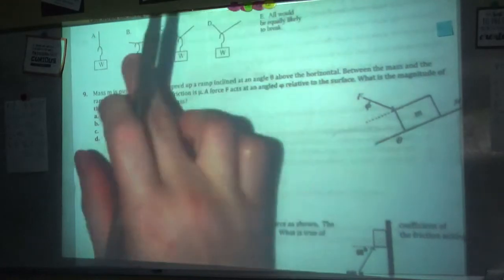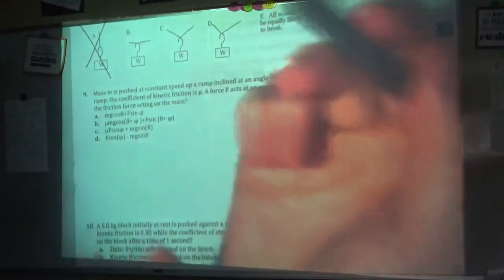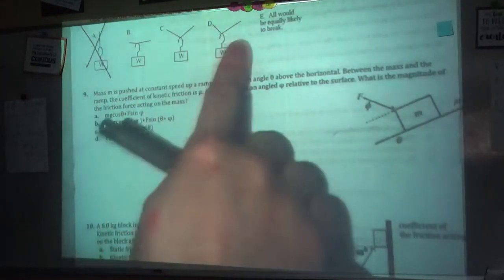Same in this case, same in this case. So I know A is definitely not the answer. That's the least tension, so the least likely to break. The question is here, which one has the most tension in it?